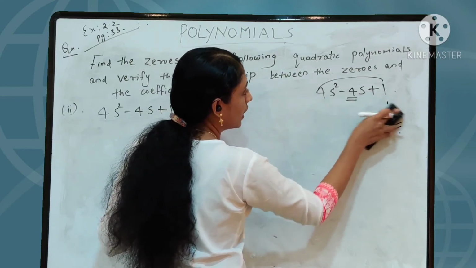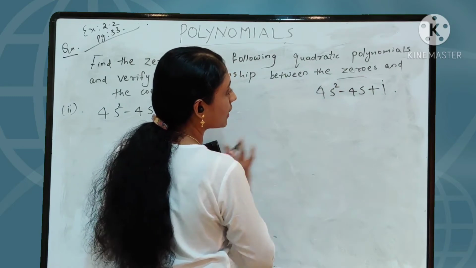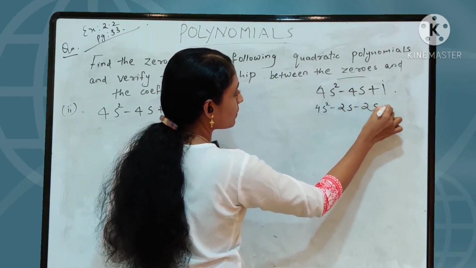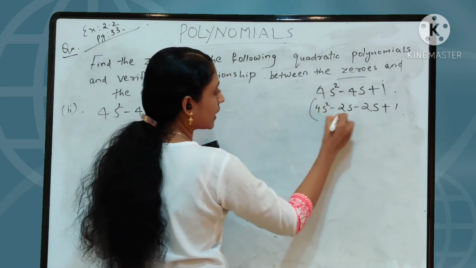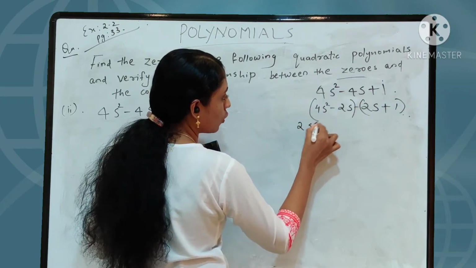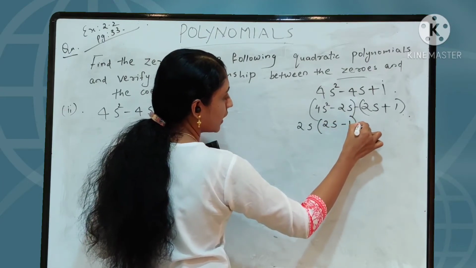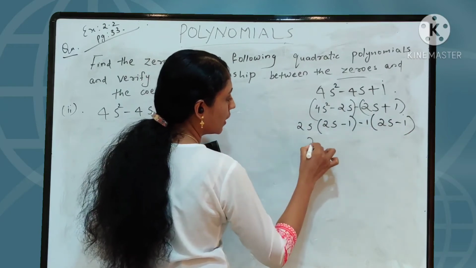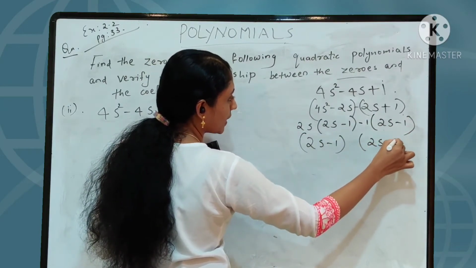So how can we rewrite this equation, 4s square minus 4s plus 1? 4s square minus 2s minus 2s plus 1, because minus 2s minus 2s is minus 4s. Now taking the common terms, 2s is common from the first two terms, then 2s minus 1, and from the last two taking minus 1, so that we will get 2s minus 1. So the common terms are 2s minus 1 into 2s minus 1.